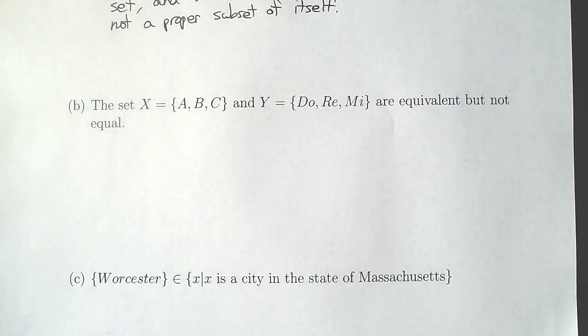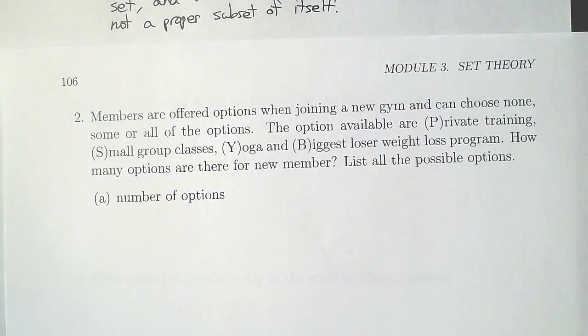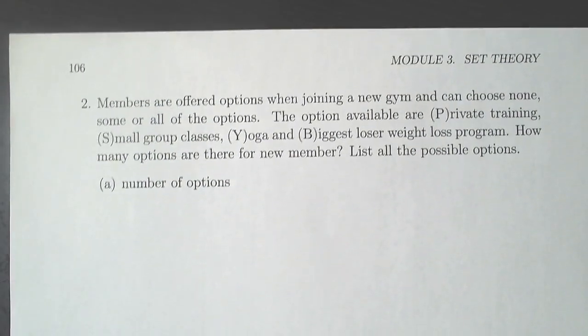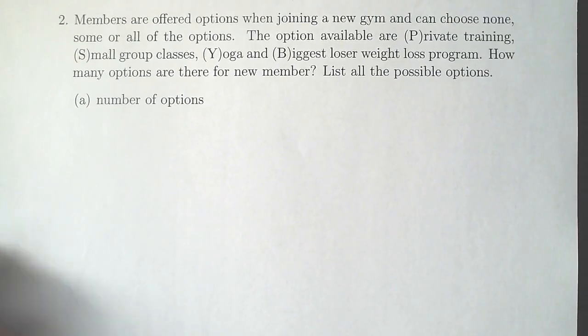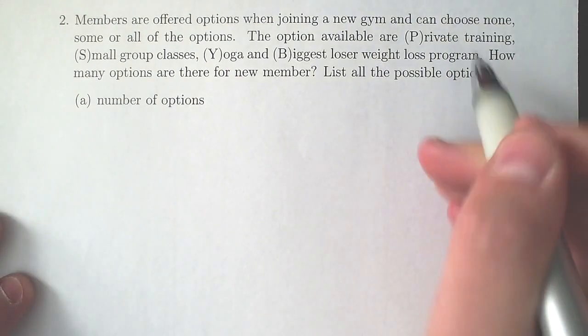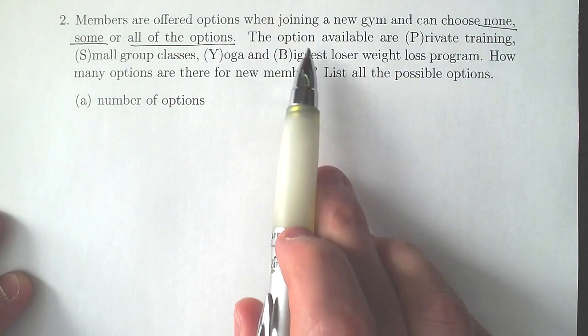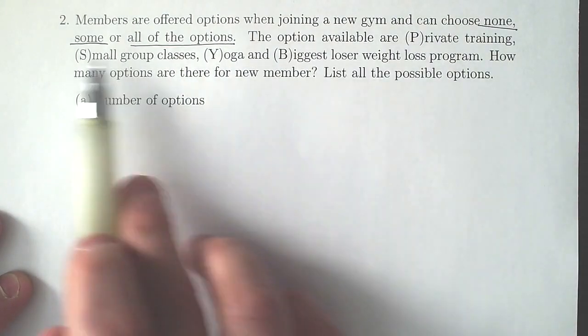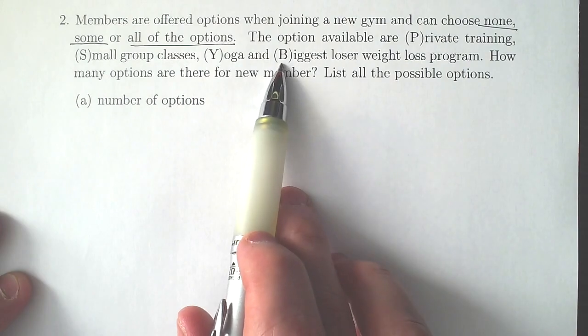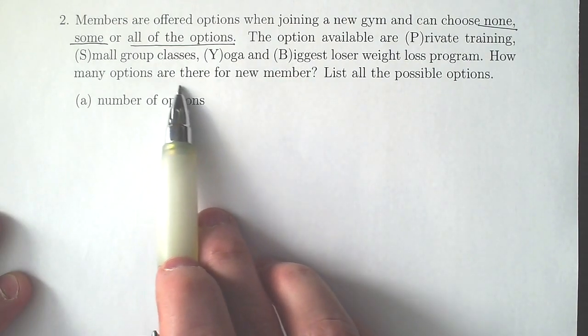Let's take a look at the next page. Yeah, let's do this one. Number 2, looks like a word problem. Members are offered options when joining a new gym. They can choose none, some, or all of the options. Wait, that might be important. None, some, or all of the options. The options available are P, S, Y, and B. How many options are there?